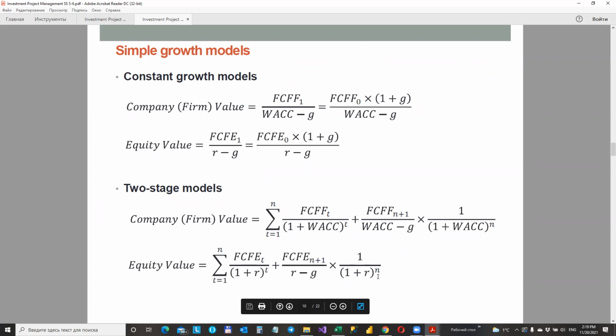Let us have a brief discussion of simple growth models, and then we'll have a break, and then we'll have a quiz. So one common two-stage model assumes a constant growth rate in each stage, and a second common model assumes declining growth in stage 1, followed by a long-run sustainable growth rate in stage 2. There are two common models that are often used in valuation.